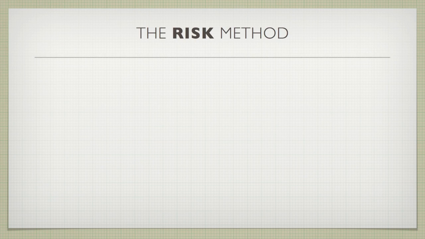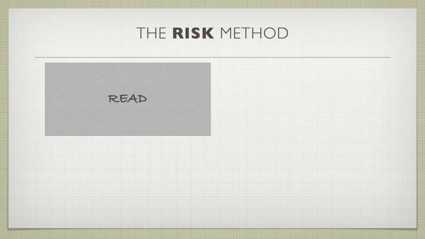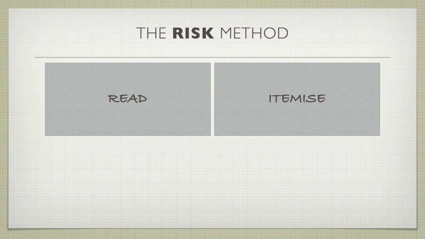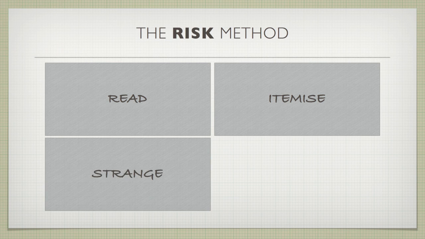The RISK method involves 4 steps. They are: read the cartoon. What is happening in it? Itemise parts of the cartoon. Which items are important? Strange parts of the cartoon are important too. What stands out as different or strange?